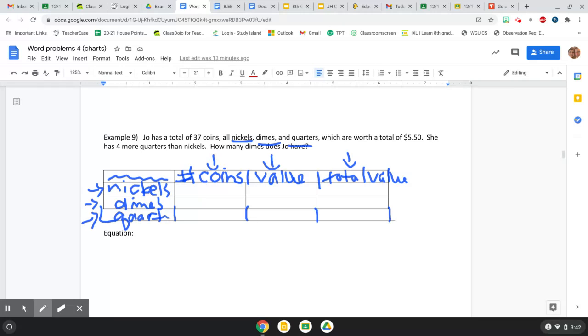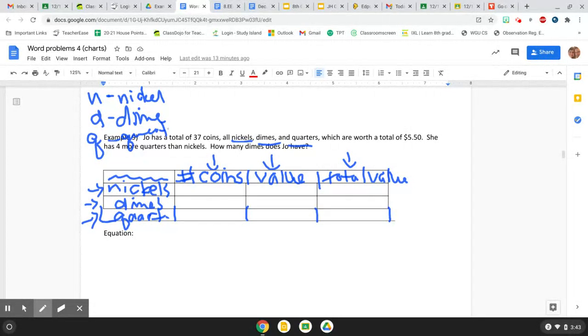Remember, I need to make sure that I am only using one variable within this chart. So if I have to do some solving on the side, then I do some solving on the side. So let's think about the information I have. It tells me Joe has a total of 37 coins. Okay, that's the number of coins, right? So I know that I'm going to go ahead and pick out 3 variables because I don't know enough yet. So N, D, and Q. Those are going to stand for nickel, dime, and quarter.